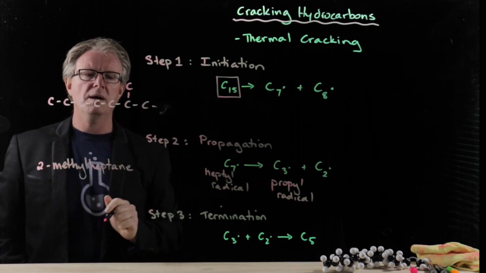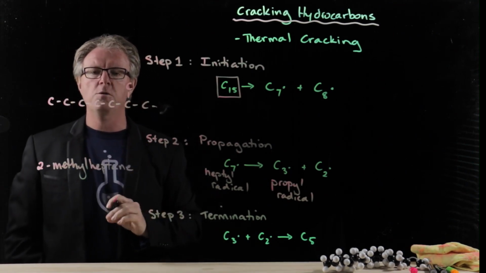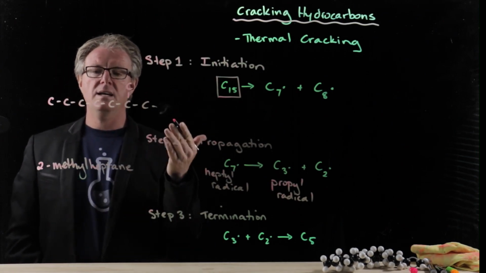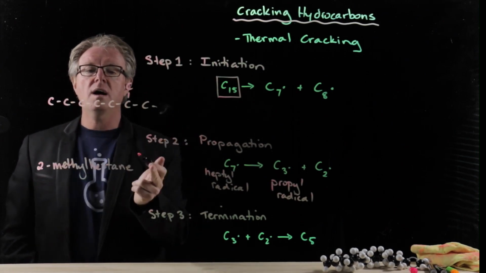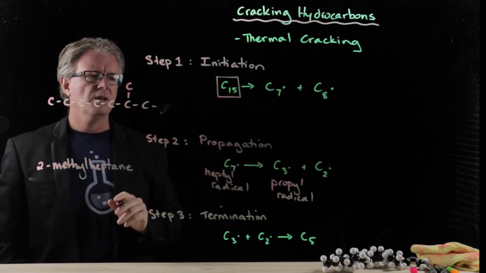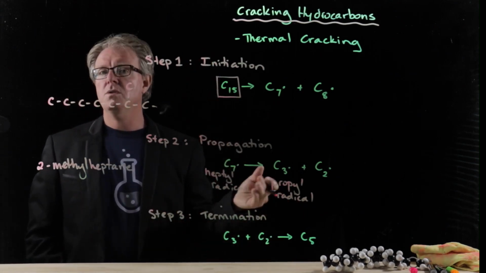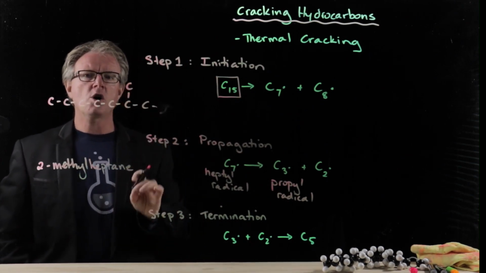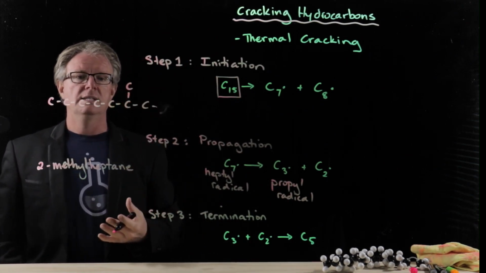So 2-methyl heptane has the exact same molecular formula as octane, but it has a different structural arrangement, and so that is called an isomer of octane. When we do this process, we make octane, but we also make some isomers. And that's going to affect the knocking ability of petrol.